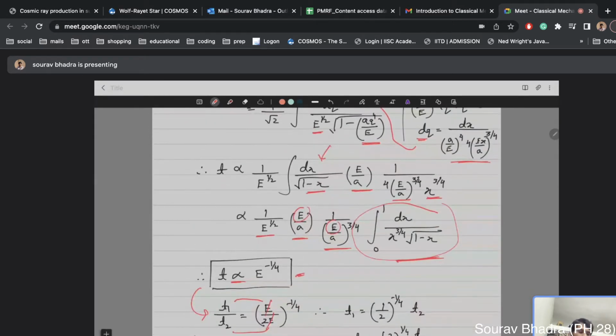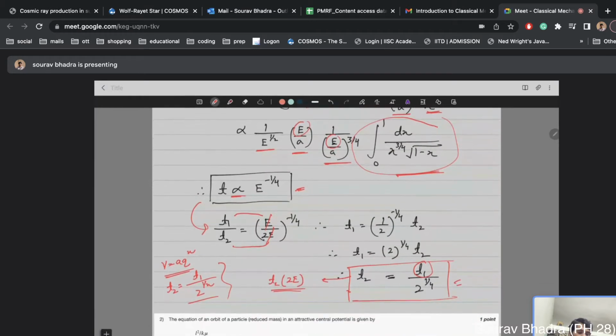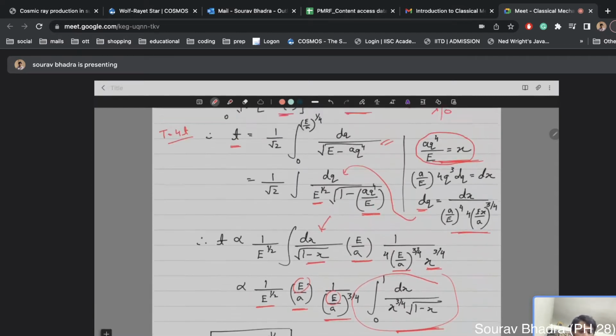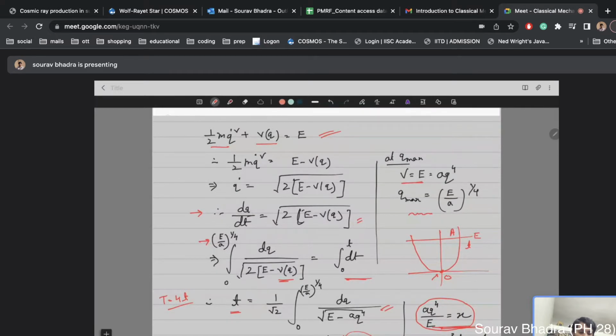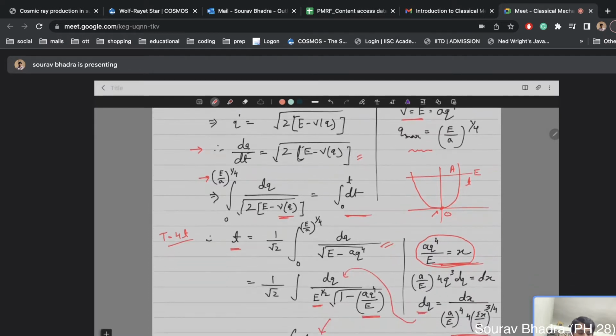So this was an important question, and you will find there are options. The correct option will be decreased by 2 to the power 1 by 4. Just go through the whole procedure and pause the video if you want to note it down in your copy. So do that.